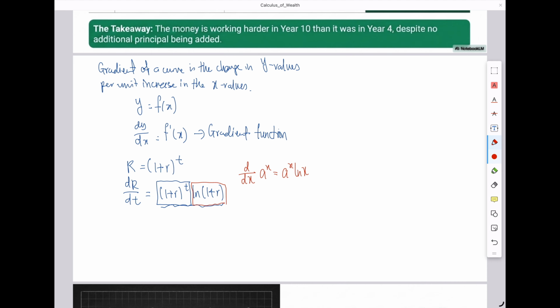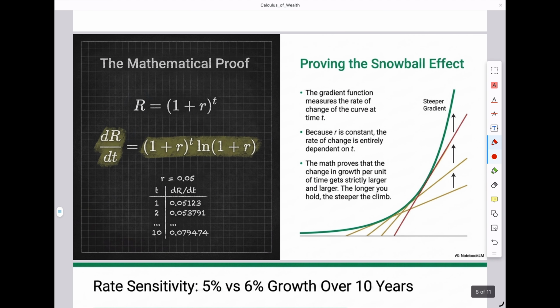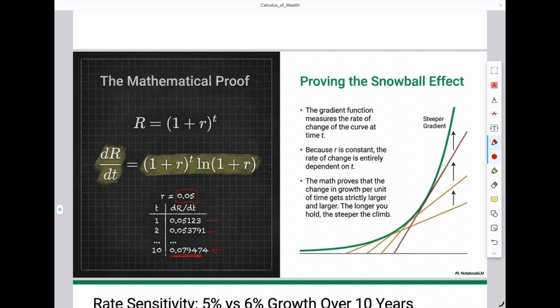So if we were to put things into context, I have R equals (1 plus r) power t, and I found my dR/dt. If I set my r to be 0.05 and I work out my dR/dt, you can see that year 1 is smaller than year 2, and then smaller than year 3, and so on. Until year 10, you can see that the growth is very fast. That's why I am able to have this snowball effect, and I have actually proved it mathematically.